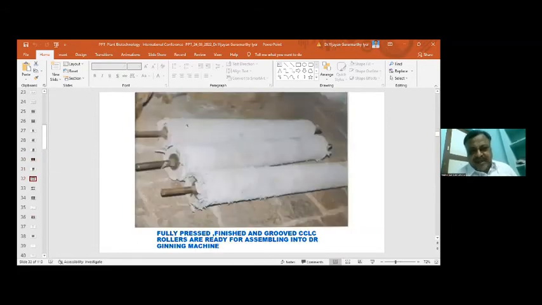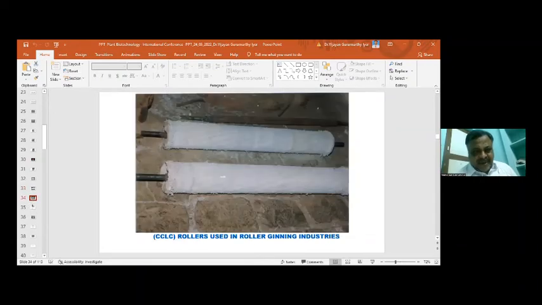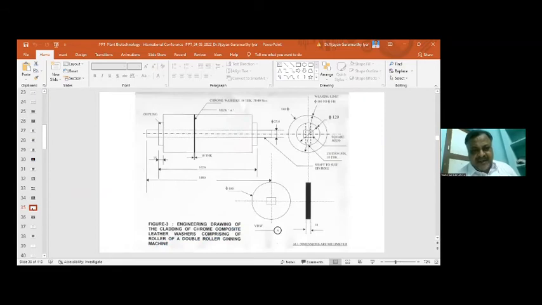And this shows how the chrome composite leather clad rollers used in the cotton ginning industries are maintained. This roller is 180 mm in diameter, and after one season of 3 months it is reduced to 110 mm. So nearly 60 to 70 microns get absorbed into the lint cotton, beyond certain environmentally friendly limits.